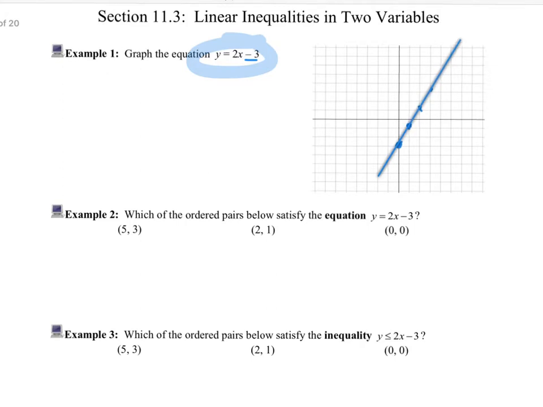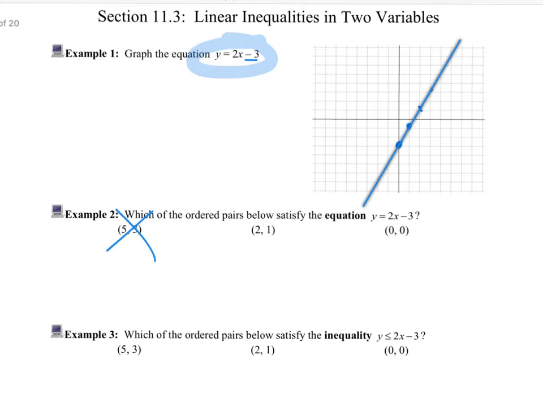Now, if they ask us to tell what points satisfy that equation, then all we're going to really do is look to see if those particular points exist on that line that I've just drawn. So I'm looking at 5, 3. So I'm going to go over here to 5, 1, 2, 3, 4, 5, 1, 2, 3. My line does not go through 5, 3. So this does not satisfy my equation.